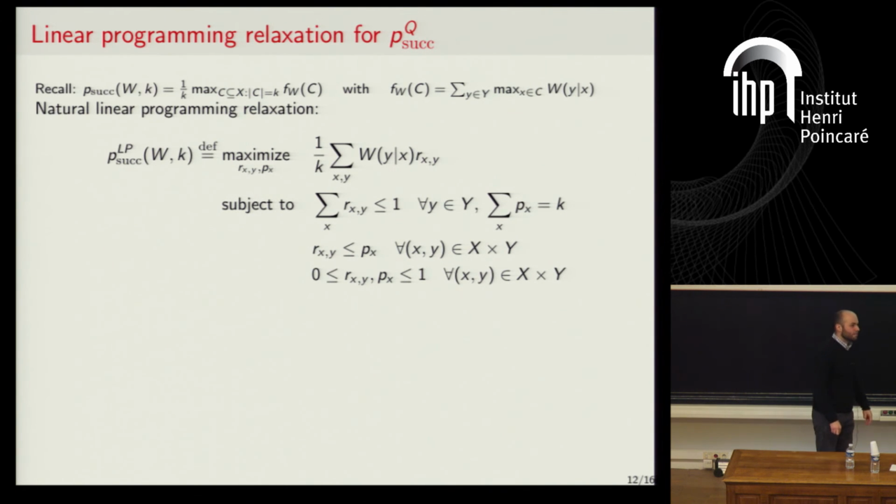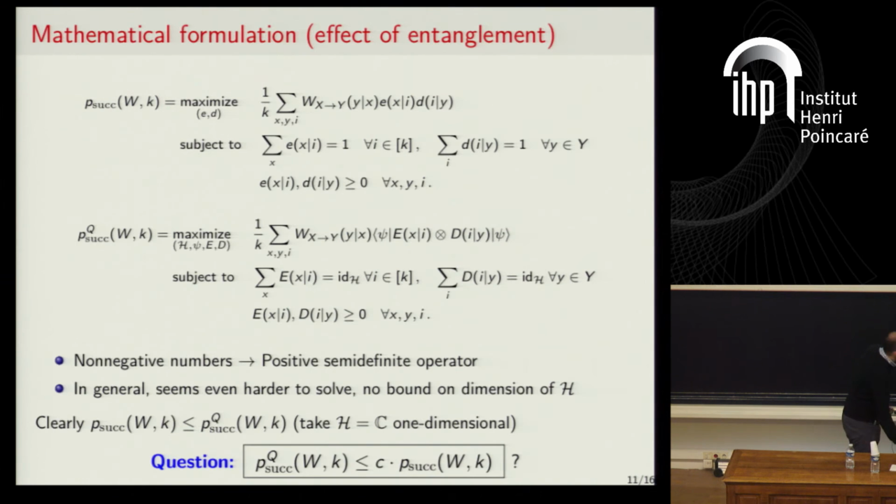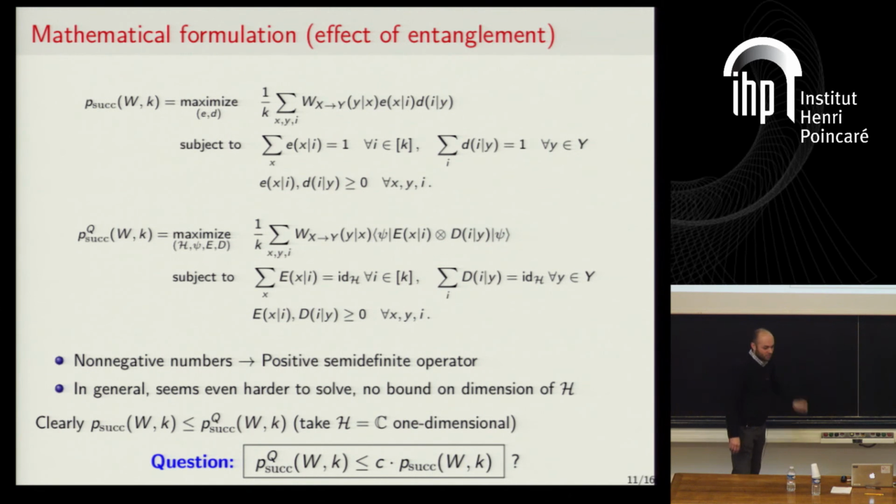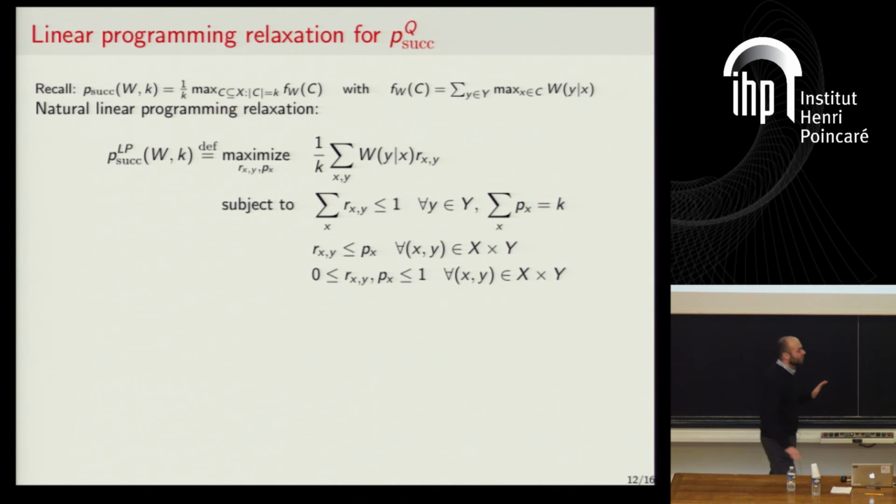In order to prove such a result, what we need to do is find an upper bound on this quantum success probability, because this thing is not tractable at all. So we would like to find a tractable upper bound. Let's first try to find one for the classical version of the success probability problem, because this seems easier. It's a combinatorial optimization problem.